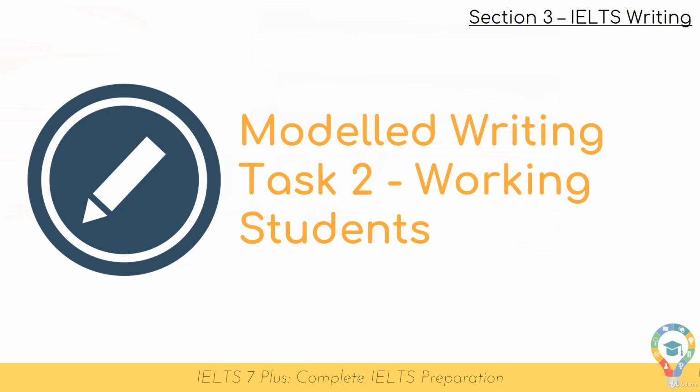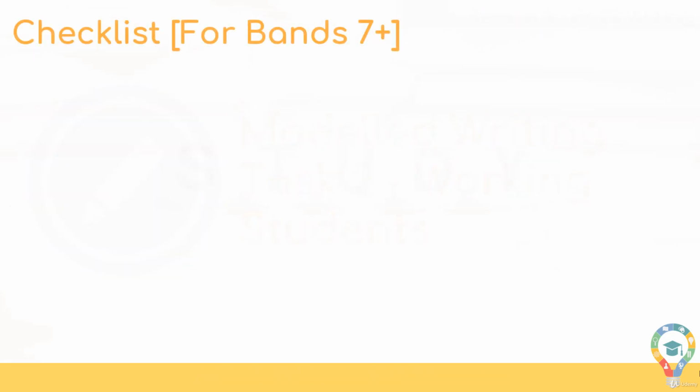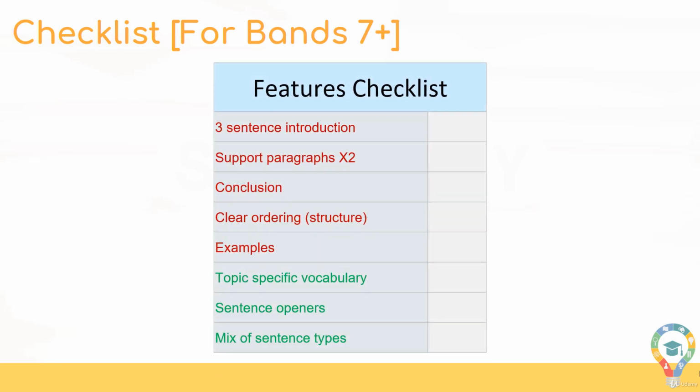So before we take a look at our Task 2 question, let's quickly remind ourselves what features we need to include in our essay. I need to include a 3-sentence introduction. I'm going to need 2 support paragraphs and a conclusion. In the conclusion, there may or may not be an opinion sentence. There needs to be some clear ordering and structure in my writing. So that's really thinking about my organisation.